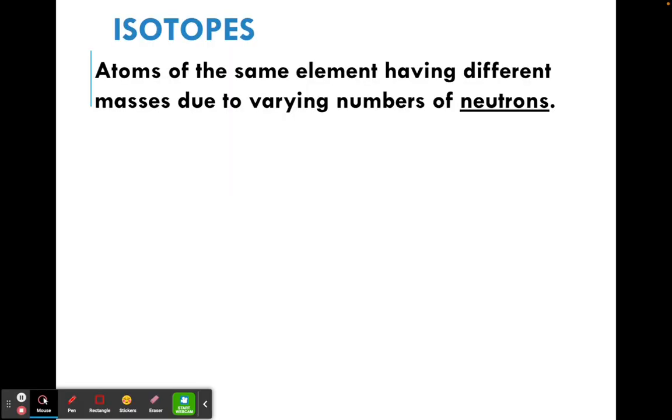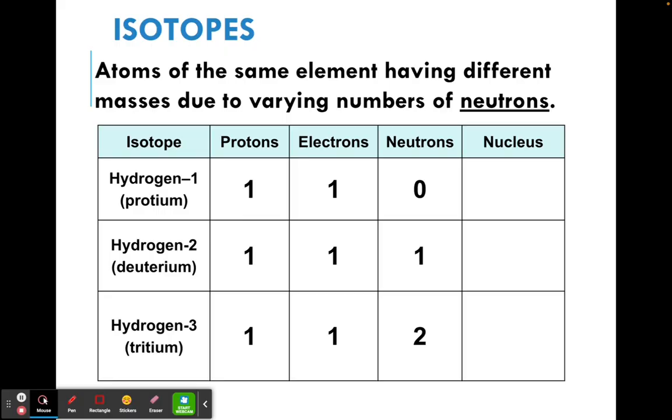Okay, so isotopes are atoms of the same element, therefore having the same protons, but having different masses due to differing numbers of neutrons. Change the neutrons, you change the mass, but not the element. So here's an example of another table. Again, this is something you're going to want to be able to do. Your teacher's probably going to give you a table like this, so you'll want to be able to figure out what the nucleus is and fill in the blanks.